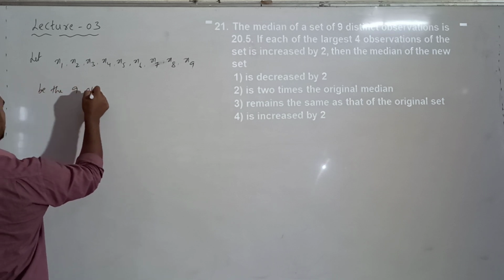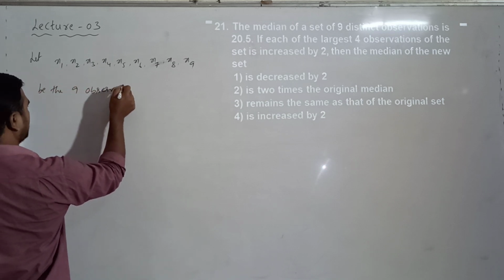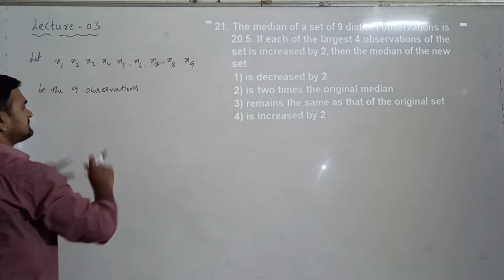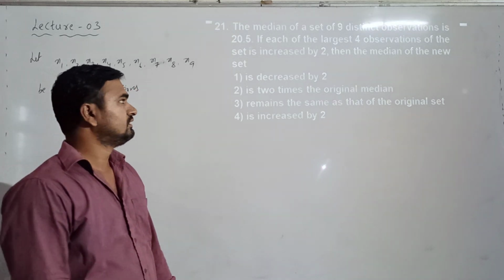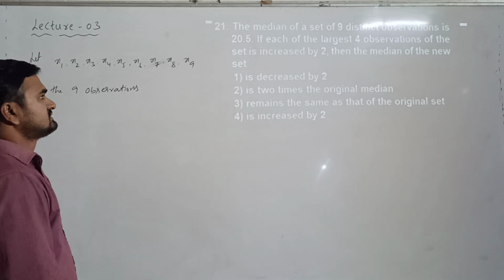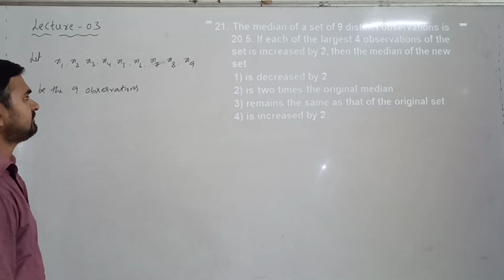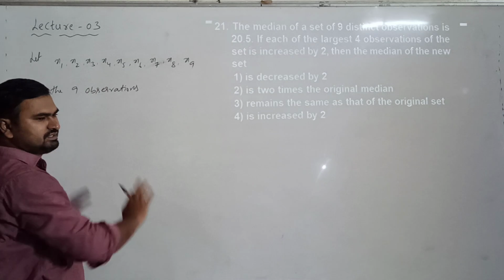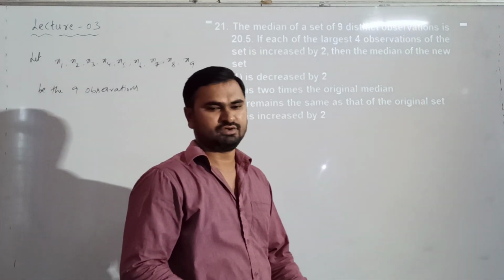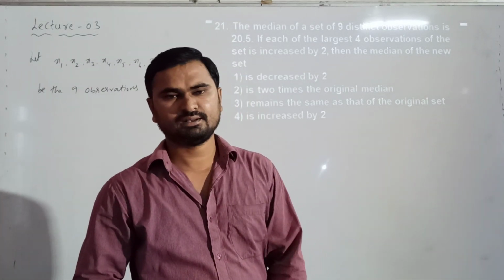These are 9 observations. And given that these are distinct, they are different. Now for these 9 items, the median is given as 20.5. Now in the case of ungrouped data, we know what the median is.